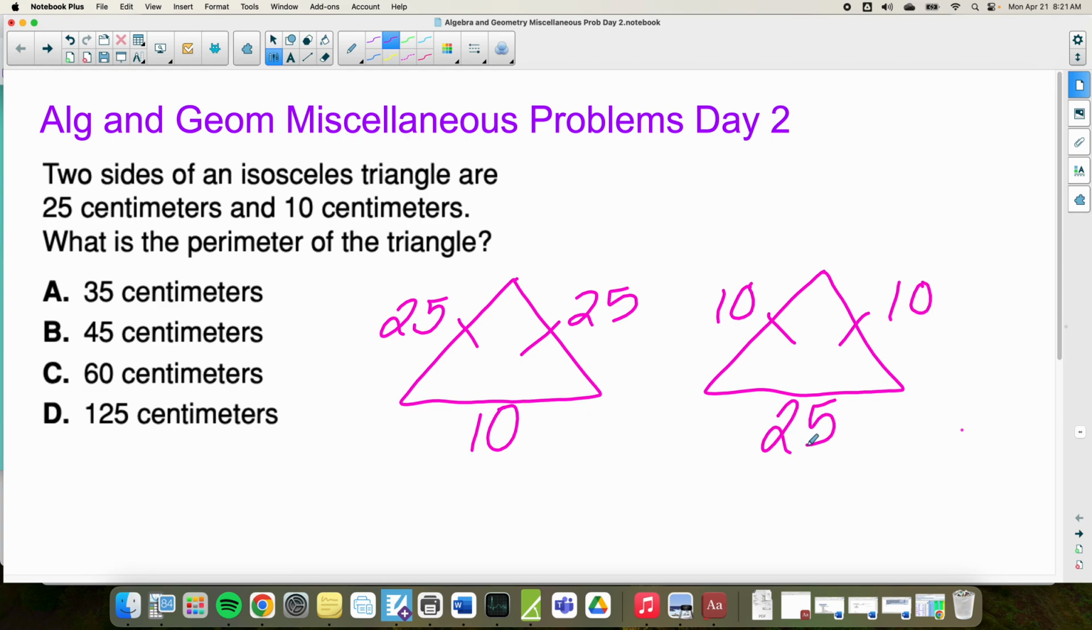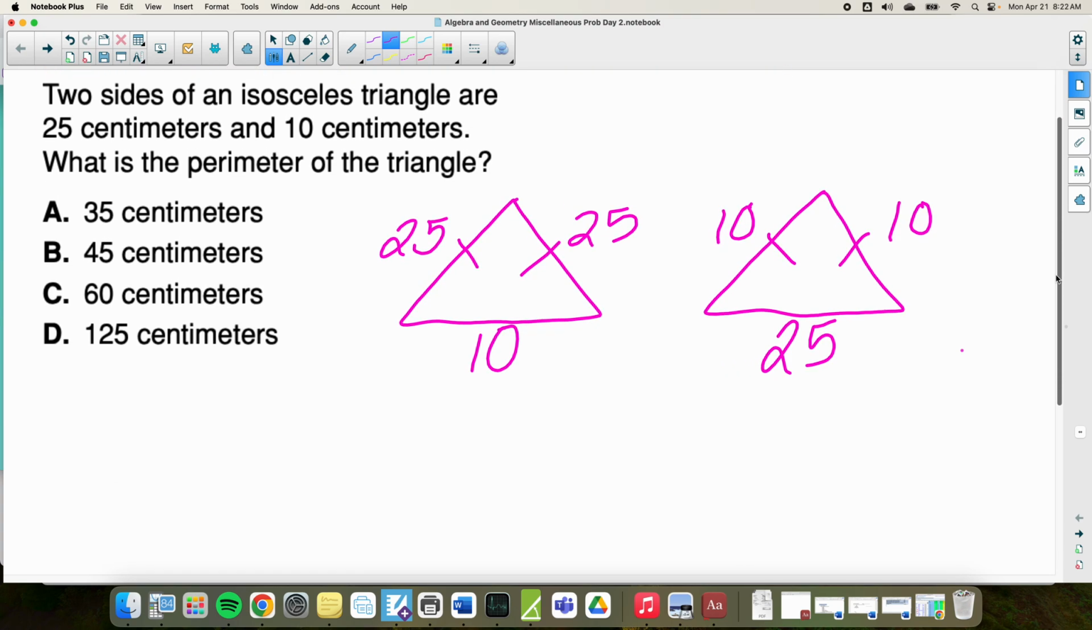Now what this is trying to do is see if you understand one rule about triangles. There's a rule that your two smaller sides added together has to be bigger than your third side. So 10 plus 10 has to be bigger than 25. Is 20 bigger than 25? No. So this one can't be the triangle, and this is our triangle.